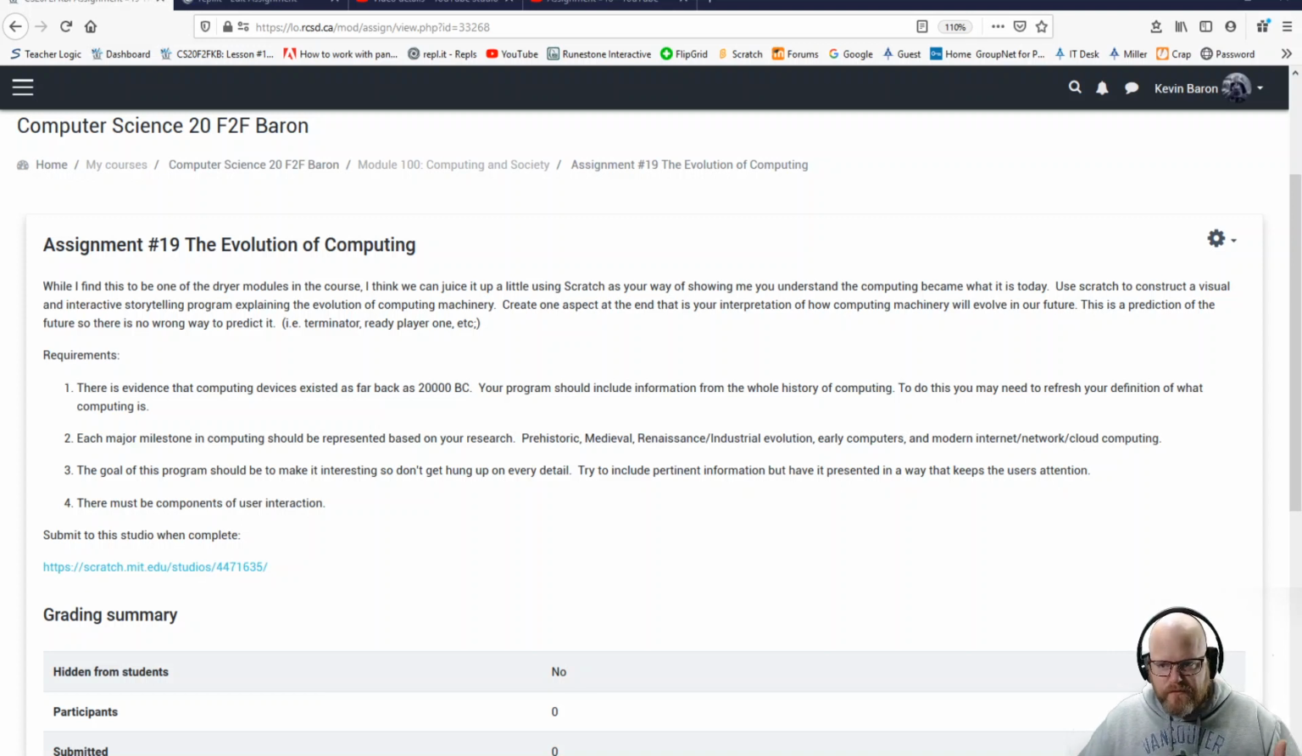You can go absolutely anywhere that you want to go. And I think it would be cool to include what you think the future of computing is going to be. So up here at the top it says create one aspect at the end of your interpretation of how computing machinery will evolve in the future. So where do you think it's going to go? What's one thing you think is going to happen in the future in terms of computing technology? What is it going to be? I have hundreds of theories, and I want to hear something from you.